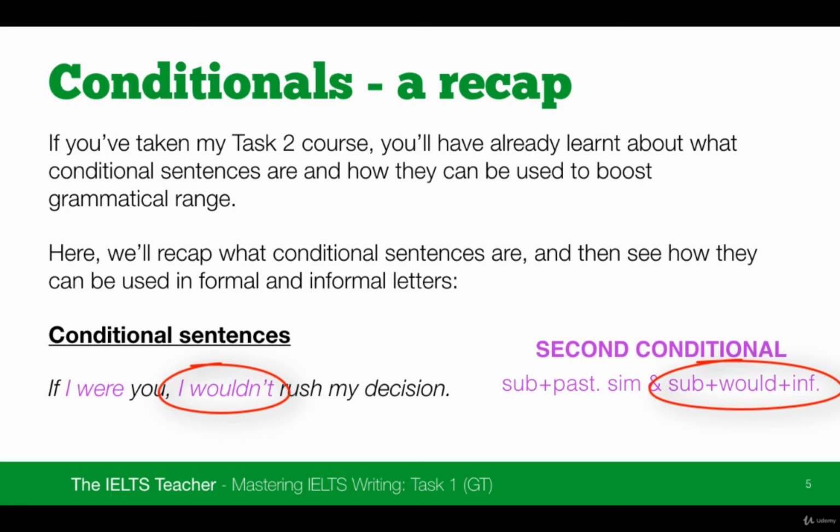Okay, so first conditional: present simple, will, won't. Second conditional: past simple, would, wouldn't plus infinitive. Now, of course, this is an impossible situation, an impossible hypothetical scenario. If I were you, I'm not you, so we use the second conditional here.